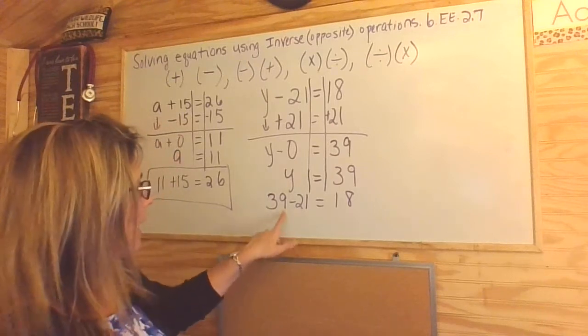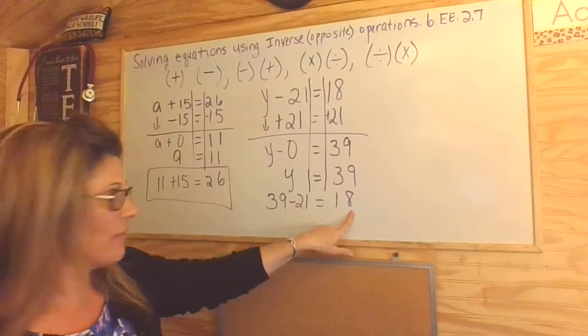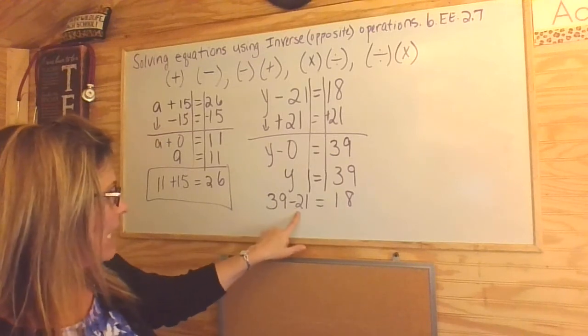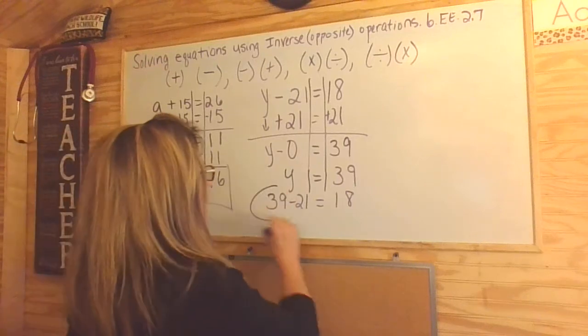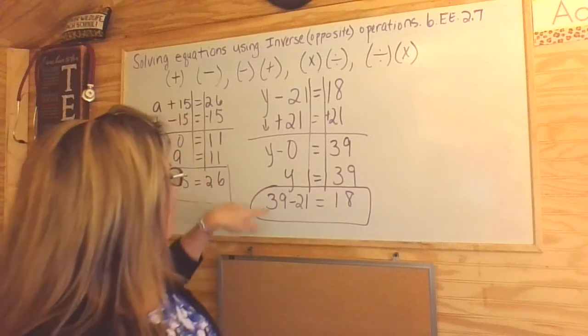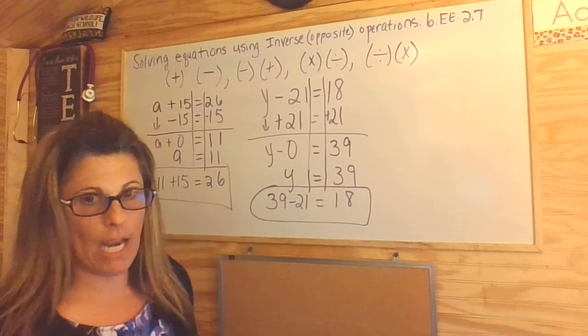Let's double check. If I have 9 ones and I take 1 one away, I have 8 ones left. If I have 3 tens, I take 2 tens away, I have 1 ten left. So I am correct. 39 minus 21 equals 18, y equals 39.